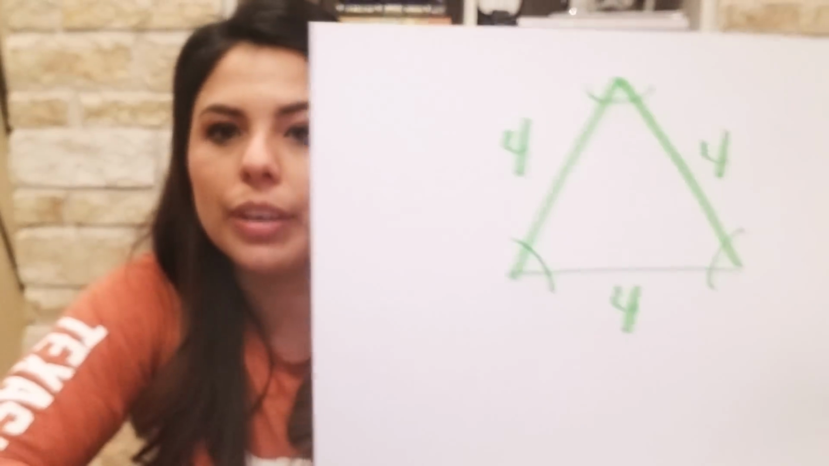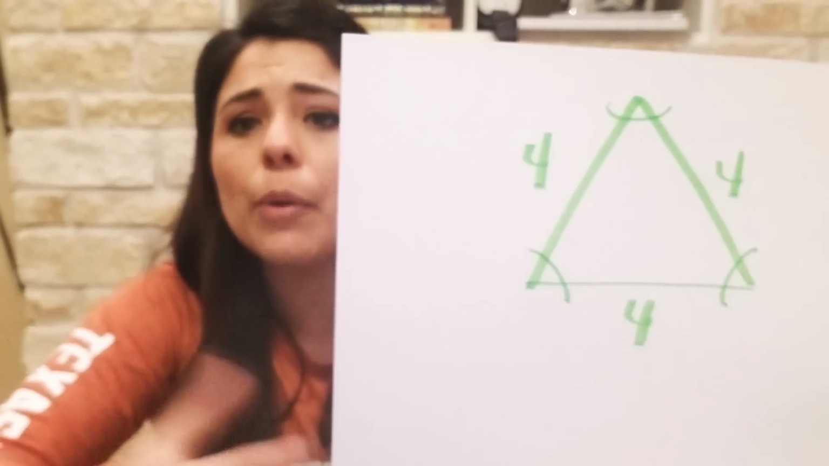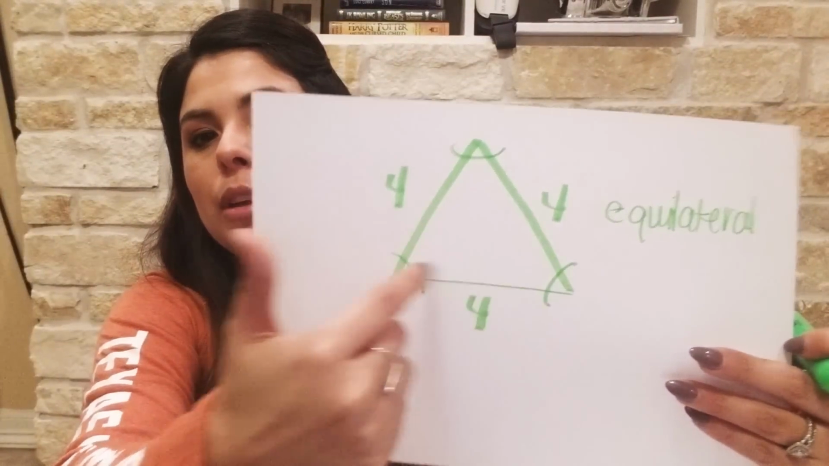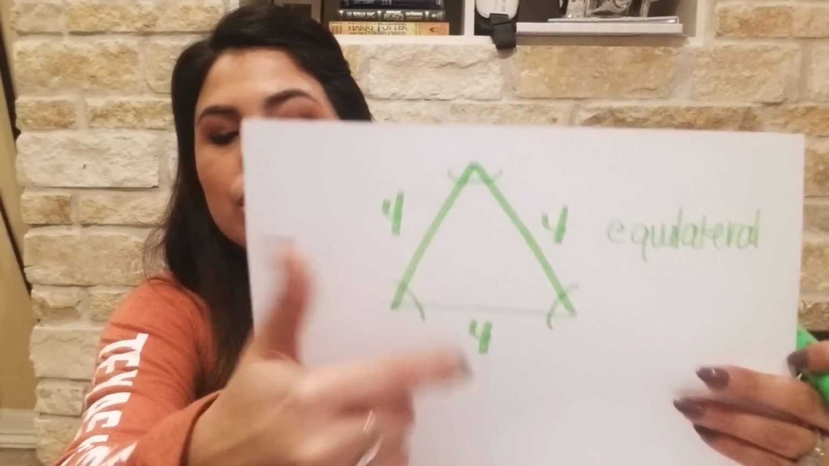Let's say I have an equilateral triangle where all my sides are 4, 4, and 4, right? That's what equilateral means. And then all my angles are the same. They're all going to be acute, okay? So let's pretend I have this. How would I classify this triangle? It's equilateral, right? Because all my sides are the same. Equilateral. Okay, all sides are the same. My angles are less than 90, so we're going to call that acute.